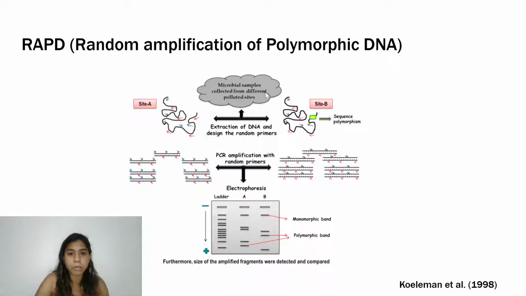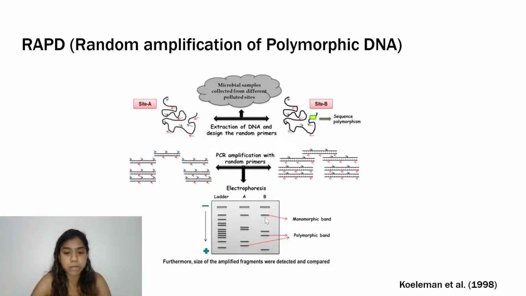So these are microbial samples collected from site A and site B, and we are using random DNA primers that can attach to these different regions in the DNA, and we are amplifying them using PCR and running them on a gel. Based on the gel pattern, we'll be able to figure out whether a particular gene that we amplified is polymorphic or monomorphic. So what is monomorphic?